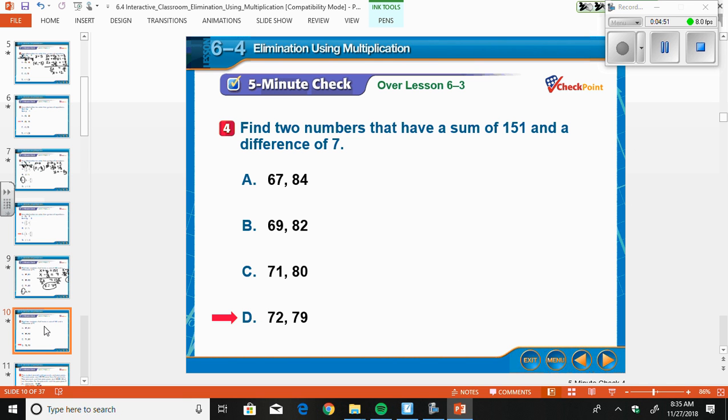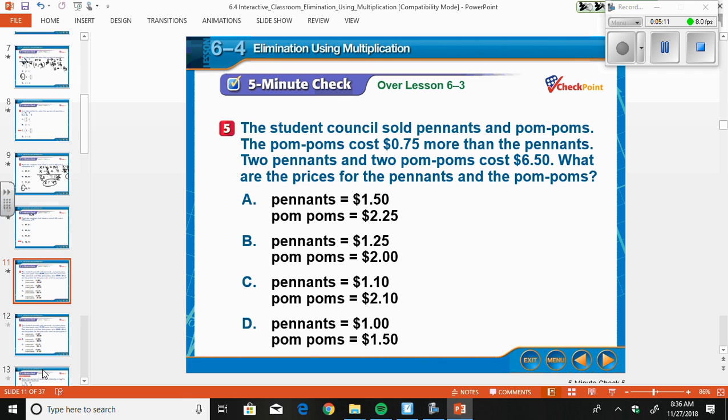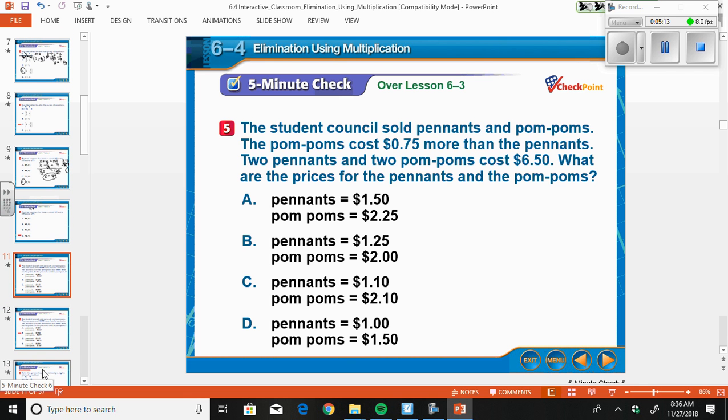Again, 2 consecutive numbers, so one right after the other, like 2 and then 3. Those are consecutive. 4 and 5, 6 and 7, those are all consecutive. So 2 consecutive numbers have a sum of 151 and a difference of 7, and I just redid the whole thing. That slide was in there twice.